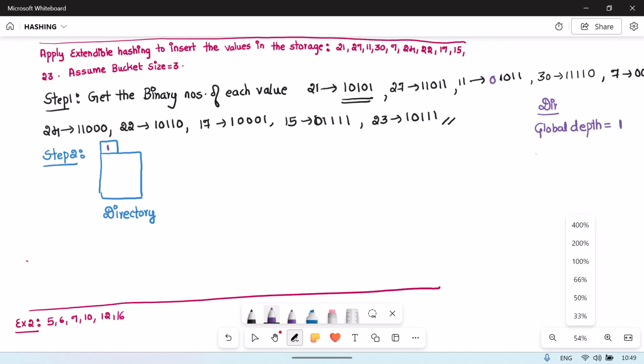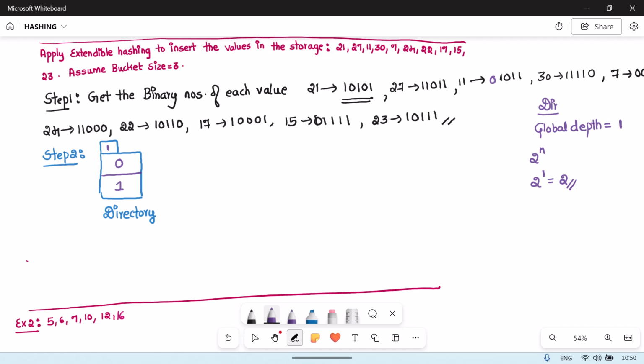This means that when you have 2 to the power of n, here n means the global depth. So 2 to the power of 1 is 2. That means in your directory, you can have two addresses. So I'll have a directory with two addresses. It is a binary number, right? We are converting the given decimal number to a binary number. So if it is two binary numbers, I can have 0 and 1. Are you clear?